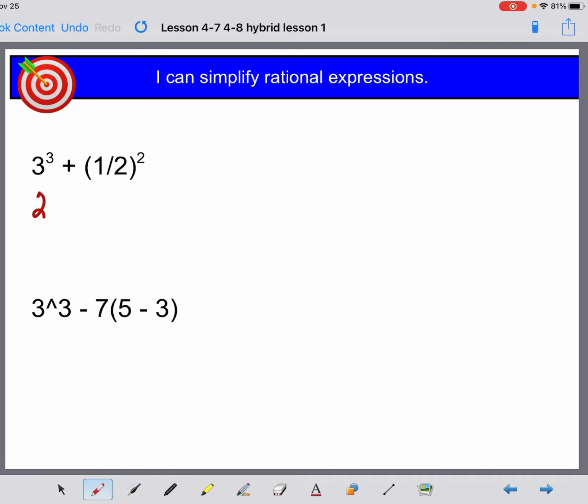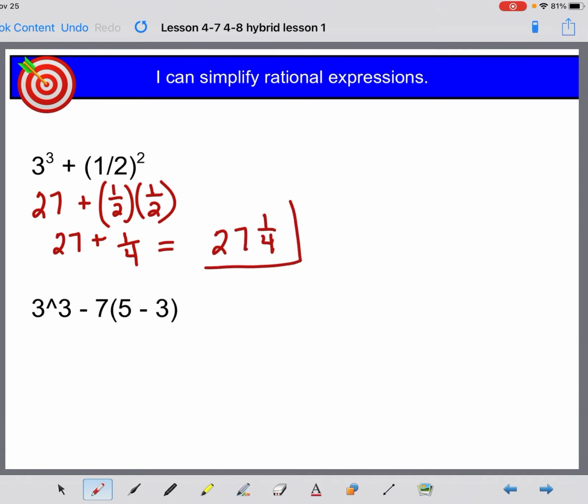3 to the third power is 27. 1/2 to the second power is 1/2 times 1/2. So 27 plus 1/4. 1 times 1 is 1. 2 times 2 is 4. 27 plus 1/4 is 27 1/4.